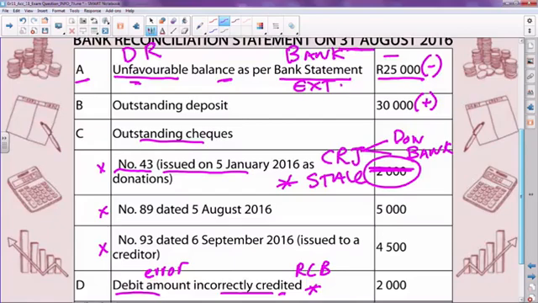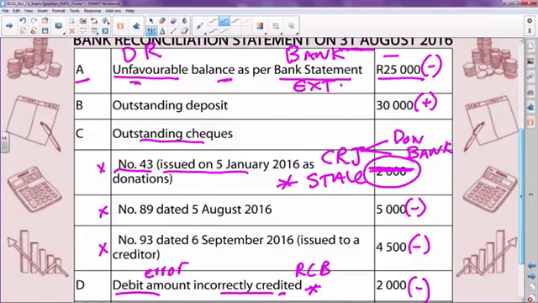Right, so I've got check number 89, so the 5,000, that obviously is negative. Then I've got check number 93, which is also going to be negative. Okay, you guys with me? Right, then entry D, debit amount incorrectly credited. So remember, debit obviously means that that is negative because money is going to be coming out of my bank account. So I'm going to put a minus sign there as well.